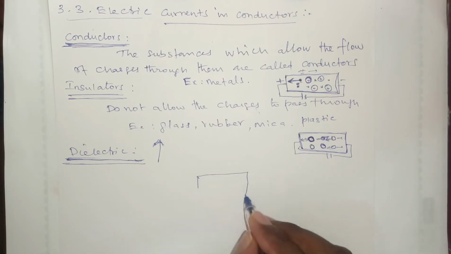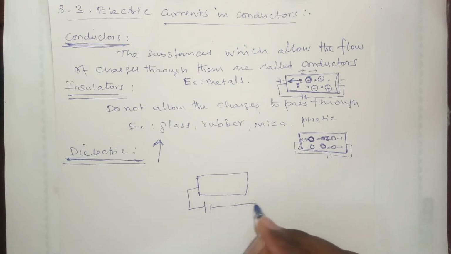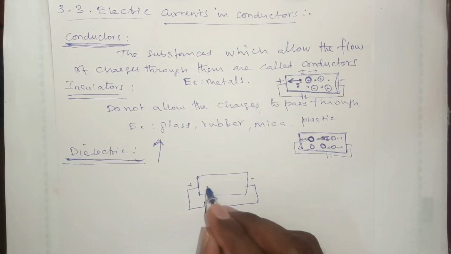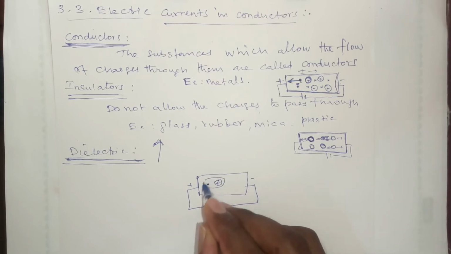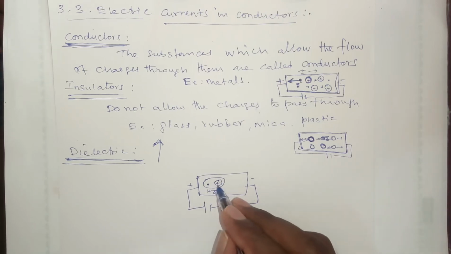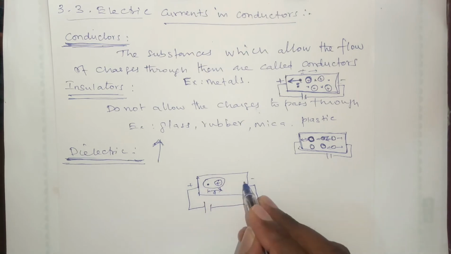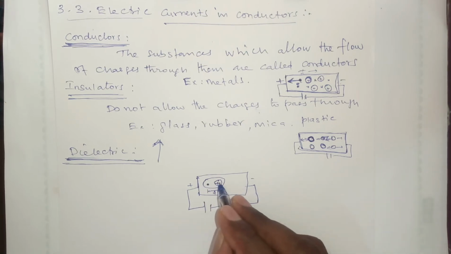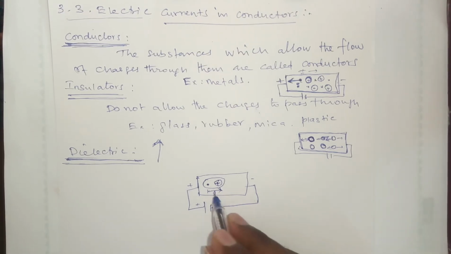In a dielectric material, when we apply a potential difference between both ends, the electrons and positive ions can be separated by a small distance. Charge separation will occur, but there is no current flow. There is no flow of charge through the material, but charge separation happens when we apply an external electric field. This type of material is called a dielectric. So dielectrics are also insulators.